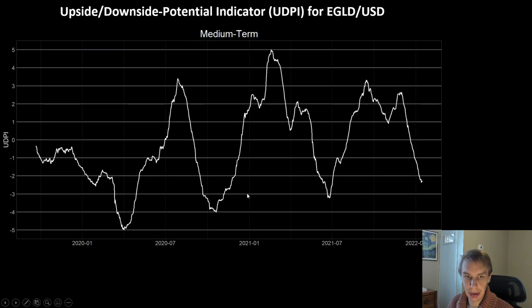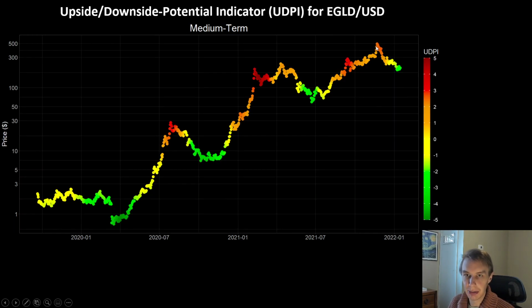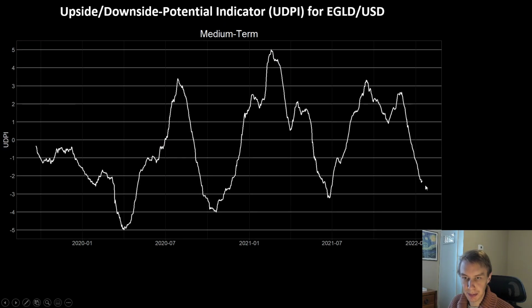And we can see this a little more clearly if we just look at the raw output of the medium-term UDPI, with UDPI on the y-axis. And again, here's where we are now. Coming out of the summer, we got up to these pretty high risk zones in the medium term, and indeed, we ended up having to correct after putting in the all-time high, or the second all-time high, that coincided with the launch of the Maiar decentralized exchange. We've been correcting off of that point ever since. And so now we're down below -2.